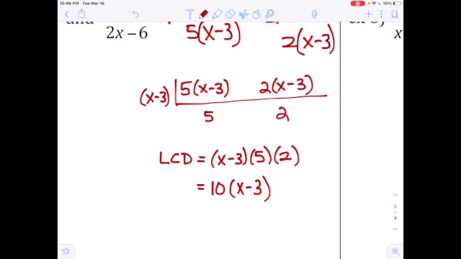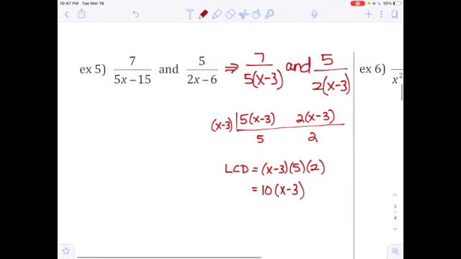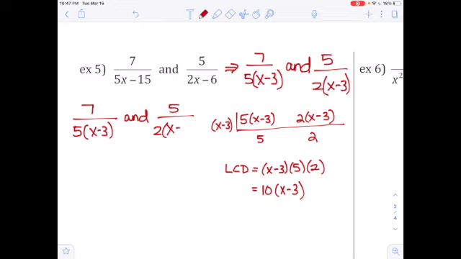And is the other thing, what you are missing that you need to multiply, works the same way? Yes. So if you think about this, this is going to be 5. Let me rewrite it again. That's 7 over 5 times x minus 3 and 5 over 2 times x minus 3. So if you look at it, for the 7 over 5 times x minus 3, it's missing multiplying by a 2. If I multiply by a 2, I get the 10x minus 3.